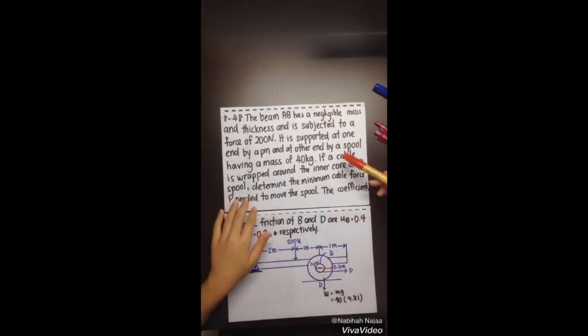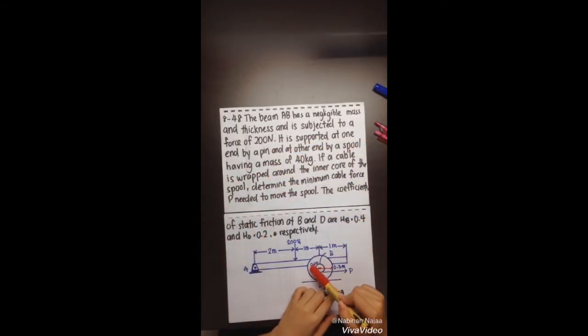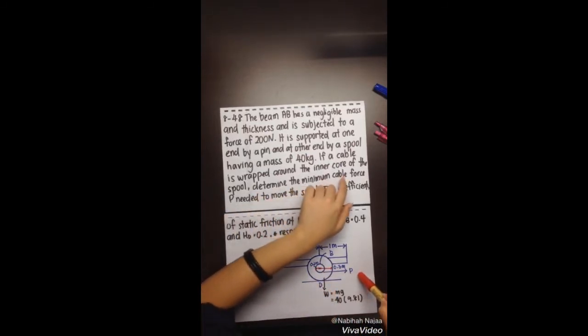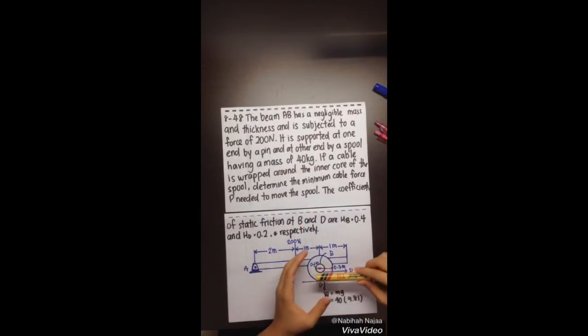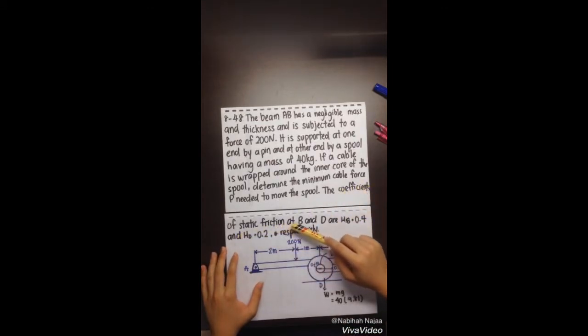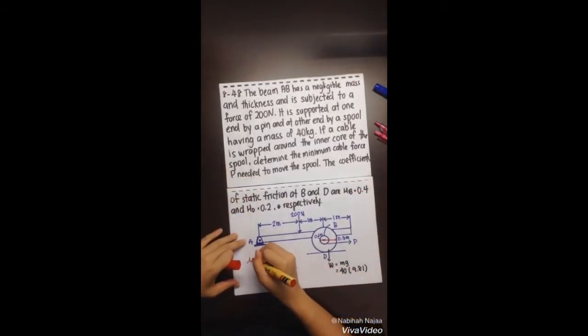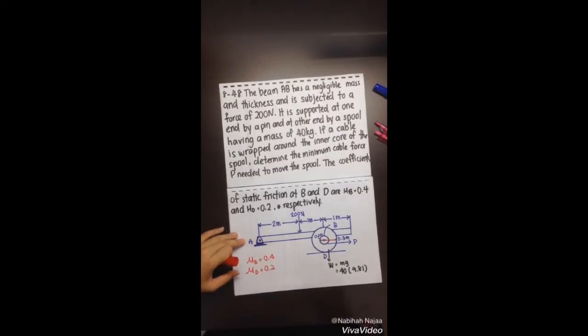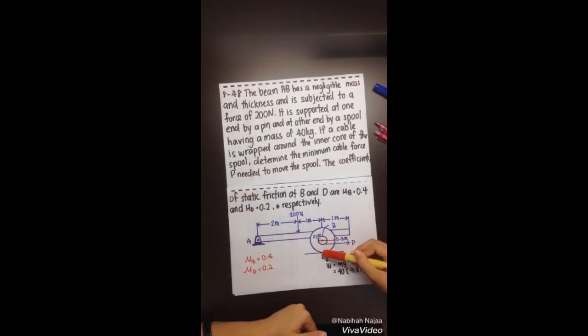The question continues to say that a cable is wrapped around the inner core of the spool, and determine the minimum cable force P needed to move the spool, which means pull the spool to have a motion towards the right. The coefficients of static friction at B and D are mu B equals 0.4 and mu D equals 0.2 respectively. So we have two frictional forces, at point B and point D respectively.